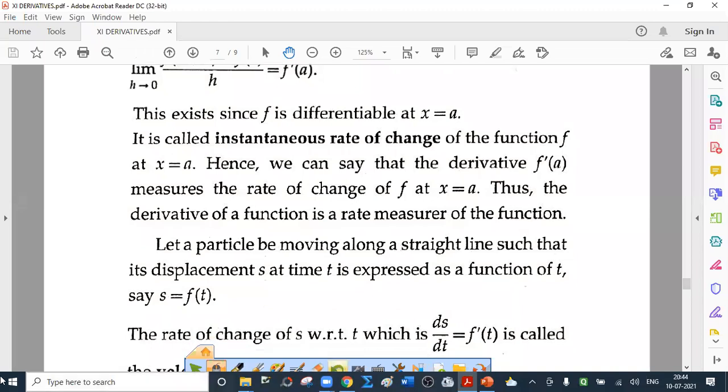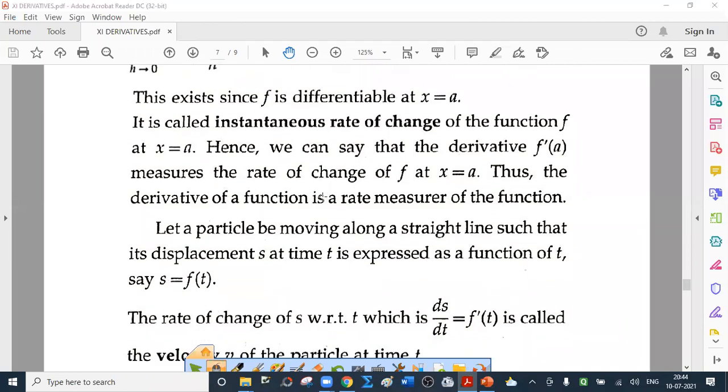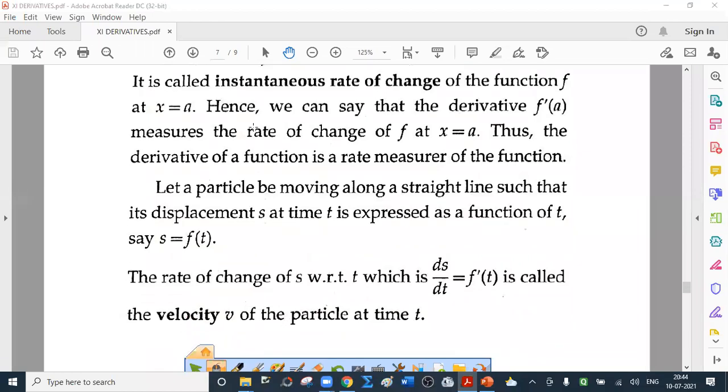Let a particle be moving along a straight line. Now you should know this for physics. One student is saying, please repeat this. Okay, I'll repeat this part only. You're not supposed to remember the initial part of this. Just remember this: the derivative f'(a) measures the rate of change of f at x equal to a. Thus, the derivative of a function is a rate measurer of the function. Just remember this statement for the time being.